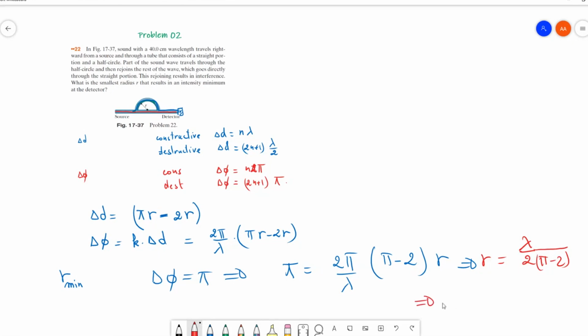So R is equal to 40 centimeter divided by 2(pi minus 2), which is equal to 17.5 centimeter. Lambda is given in the text as 40. If I leave lambda in centimeter, R will be in centimeter, the other terms are just numbers. I kept it in centimeter because I have just lambda and R here, both of them distances. No problem. Is it clear here? Is it clear?